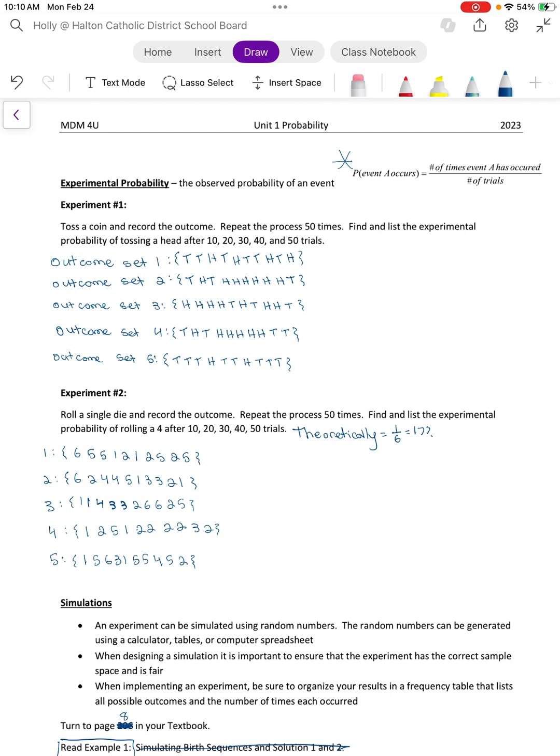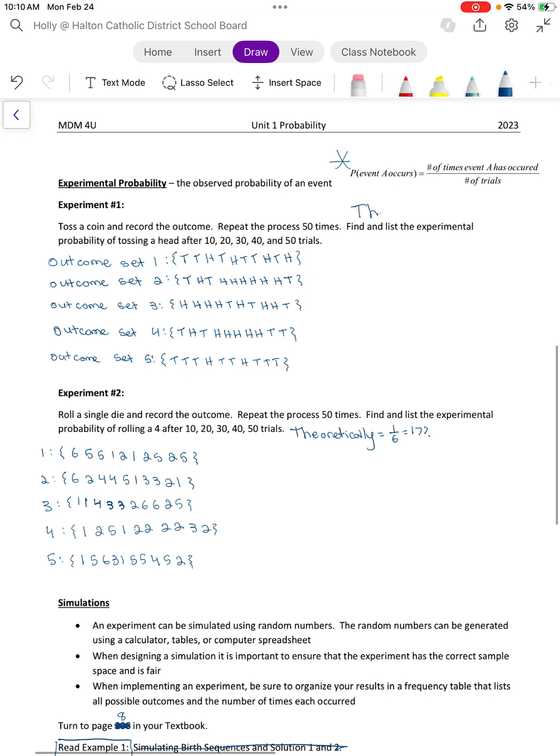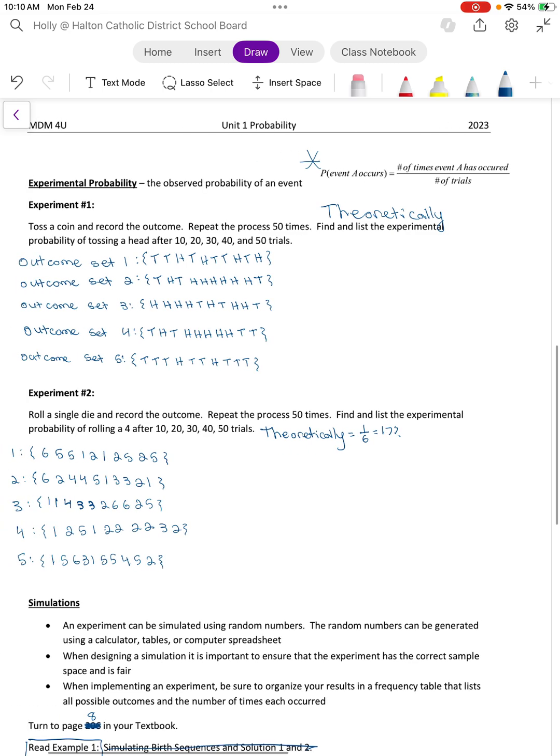And if you had to toss a coin and record the outcome, you would repeat this 50 times. And you're going to find and list the experimental probability of tossing a head after 10, 20, 30, 40, and 50 trials. So we have a coin. There's two sides to a coin, so a heads or a tails. So theoretically, you should be observing a probability of 1/2. Okay.